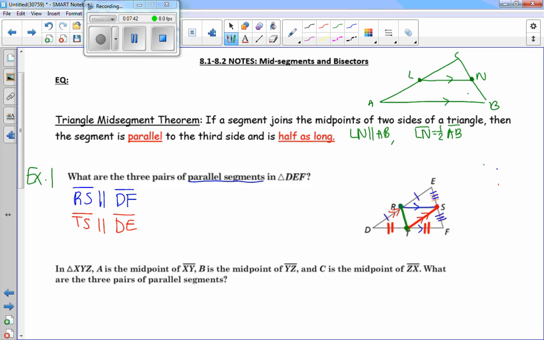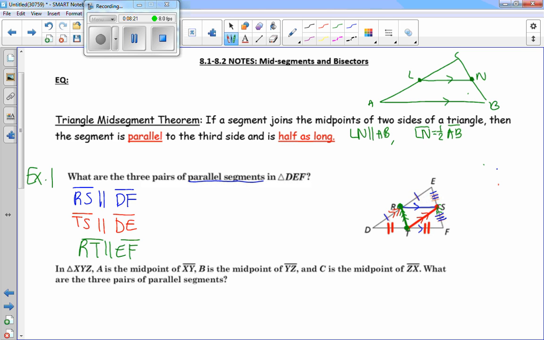Okay, and then RT is parallel to what side? EF, yep. And so we mark that with 1, 2, 3, so it's three arrows, I guess. RT is parallel to EF. Okay, they ask you to just list the three pairs of parallel segments. That's how you would do it. Find the midpoints, the mid-segment that joins the two. Okay, and the side across from it is going to be parallel.